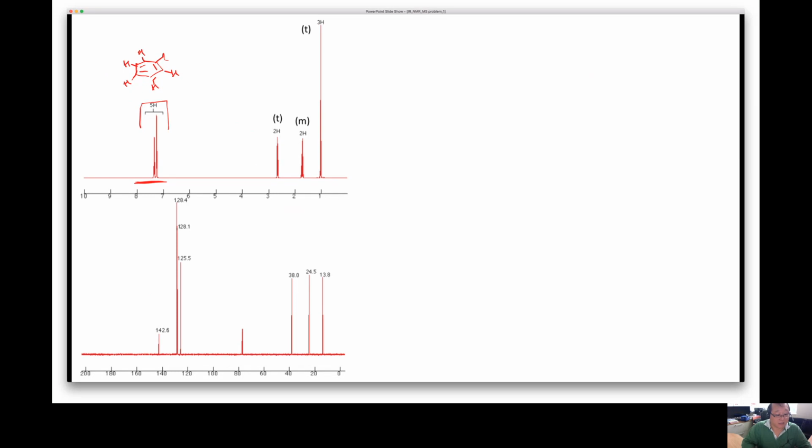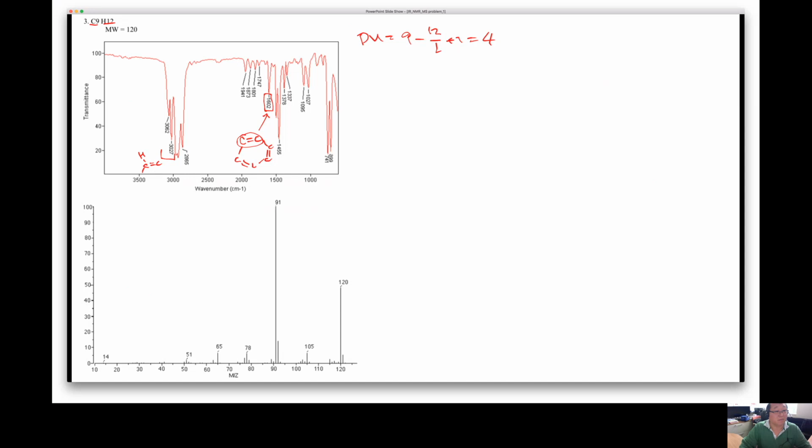Also, there are 4 peaks in the carbon-13 NMR: 1, 2, 3, 4. That basically supports the benzene. And then we've got 3 aliphatic carbons. So we've got 6 carbons from the benzene, and then 3 of them, which accounts for the 9, right? So these 4 degrees of unsaturation definitely come from the benzene.